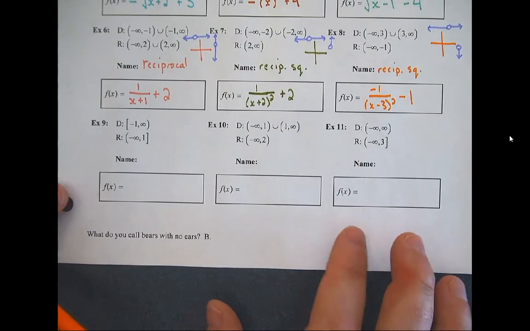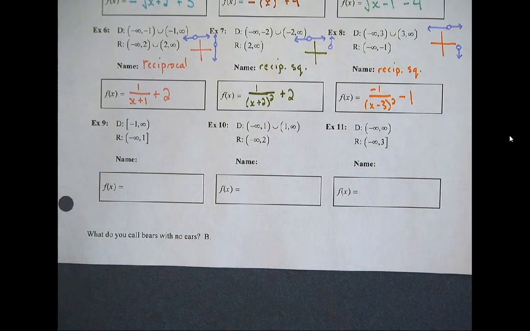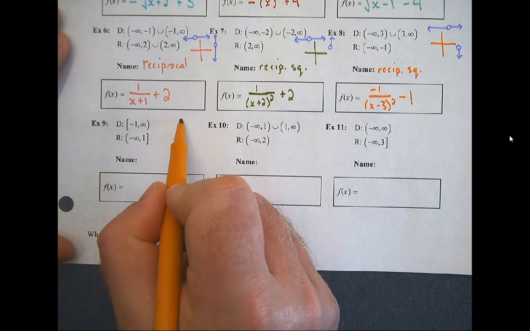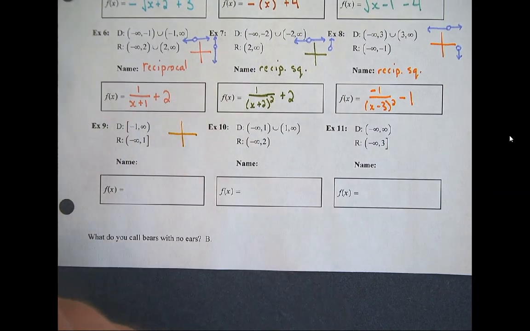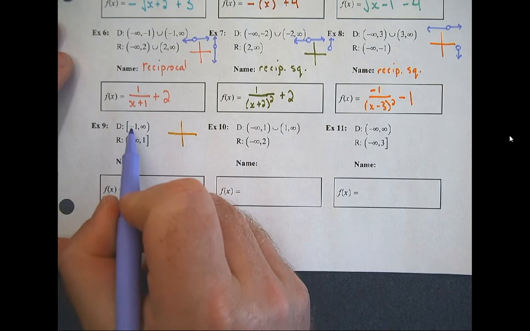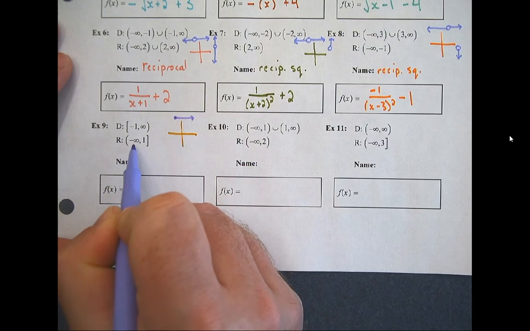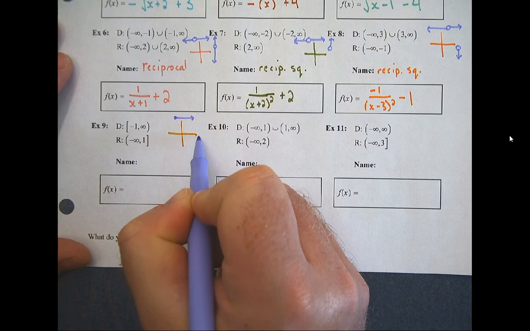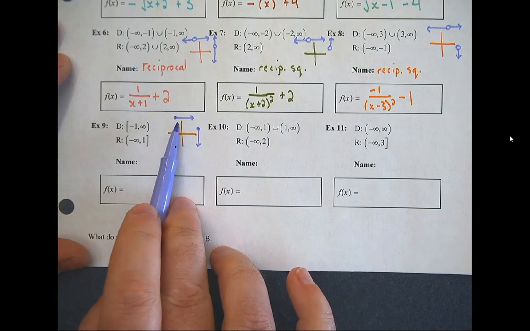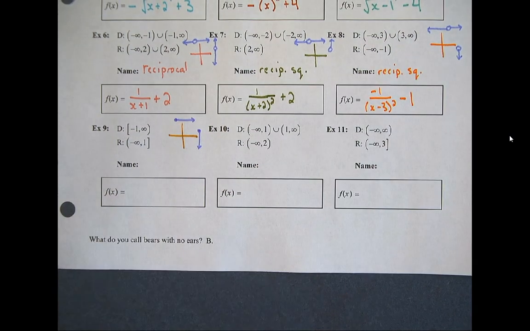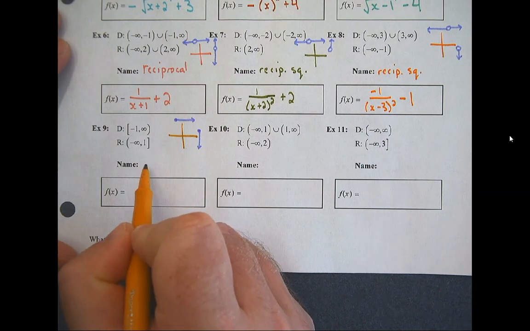And yet again, if you haven't done it yet, I encourage you to pause here and try to do these on your own. So this one starts at -1. It is included. Goes forward. Starts at -infinity and goes up to 1. That is included. Like I said, these are the easy ones. When your domain only goes in one direction, it's automatically got to be square root.